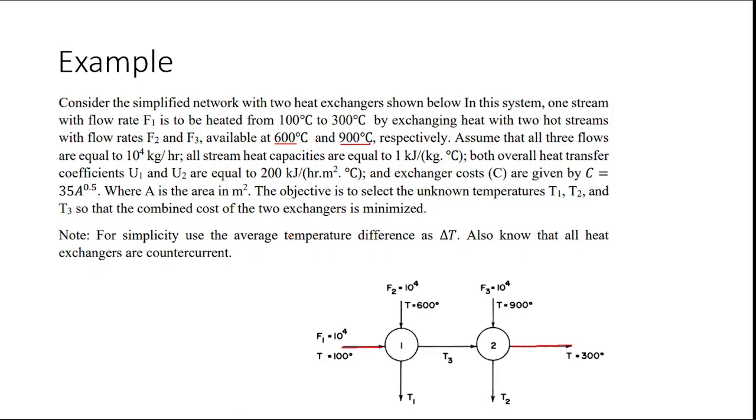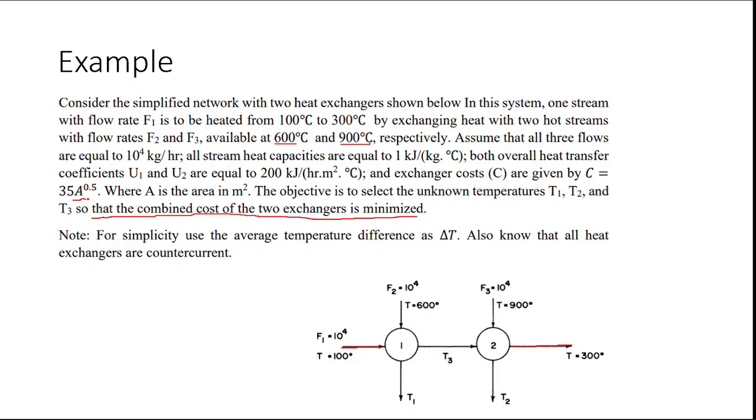So now let's analyze the question bit by bit. We said that we always start with our objective function. What are we trying to minimize or maximize here? If you look at it, the question says that the combined cost of the two exchangers is minimized. So what we are trying to minimize is cost, right? Now let's look through the question. What is cost dependent on? Cost is dependent on the area. So it means the area is going to be a decision variable.